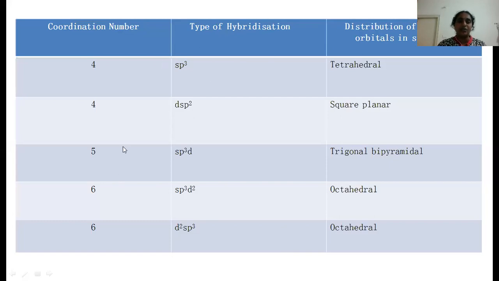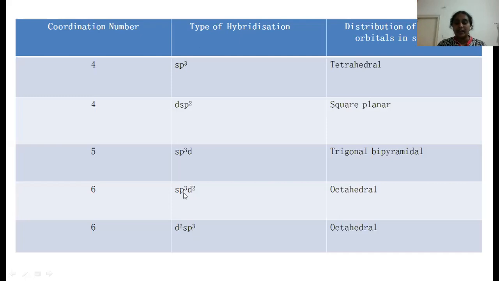If you see here, we already studied that when the coordination number is 4, it may be sp3 hybridization or dsp2 hybridization. If dsp2, the geometry is square planar. If sp3, the geometry is tetrahedral. For coordination number 5, the geometry is trigonal bipyramidal. If the coordination number is 6, the metal may undergo sp3d2 hybridization or d2sp3 hybridization.